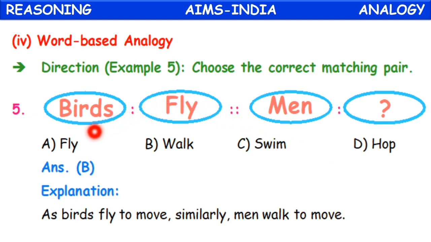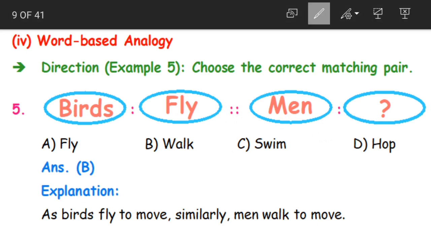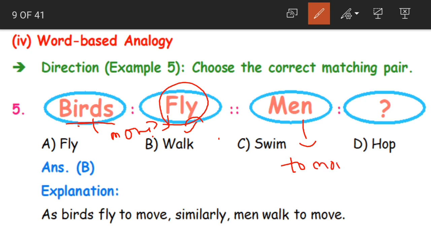Next, word based analogy. Here we have words which are related to each other, like birds, fly. Birds is to fly as men is to what? See, what do birds do? How do birds move? Birds fly to move. In the same way, what is the relation here? What do birds do to move? They fly. So in the same way, what do men do to move?